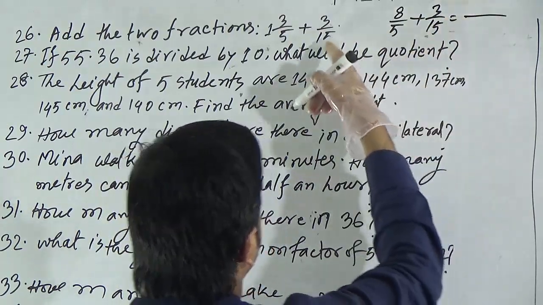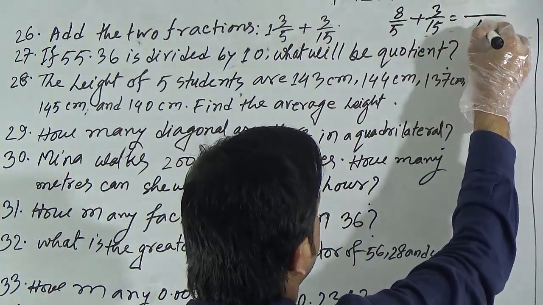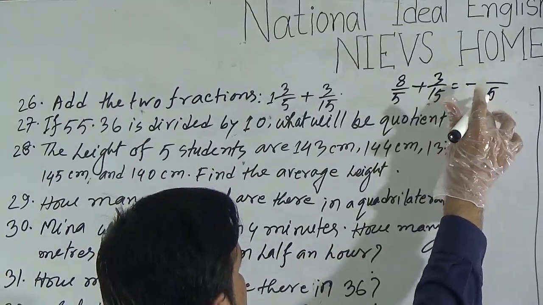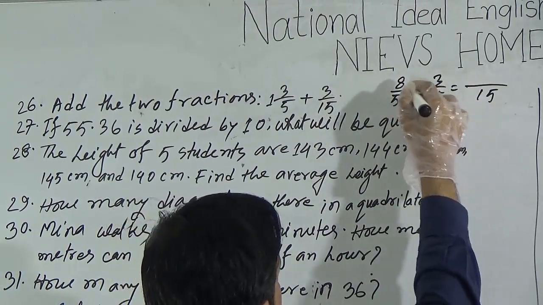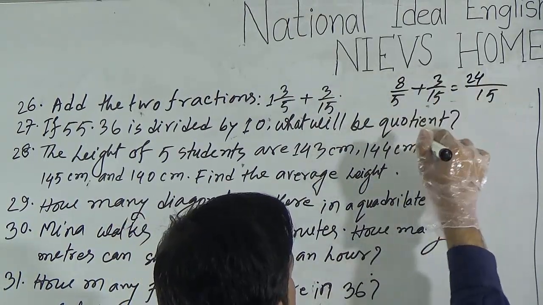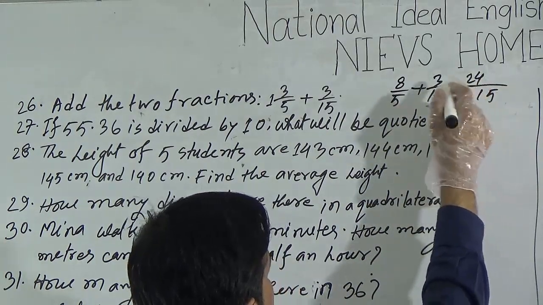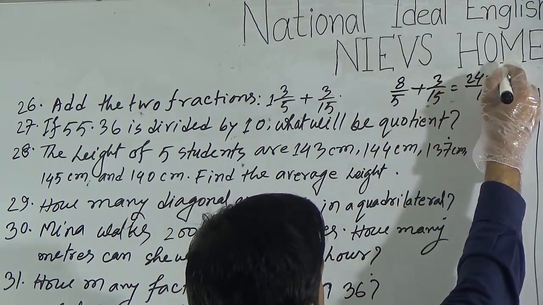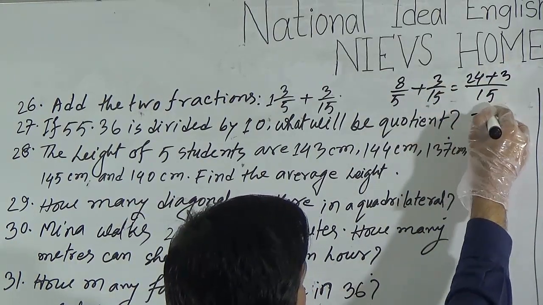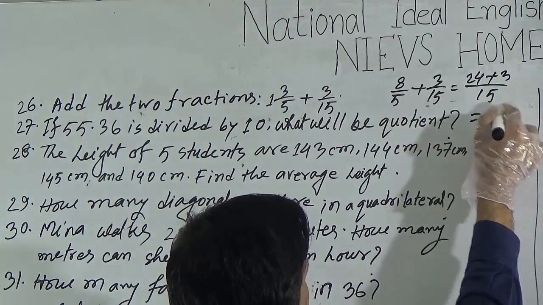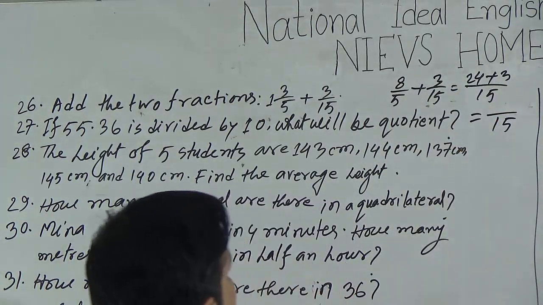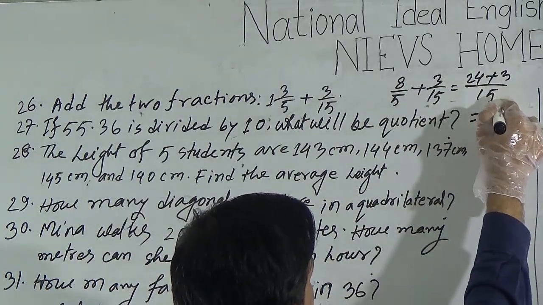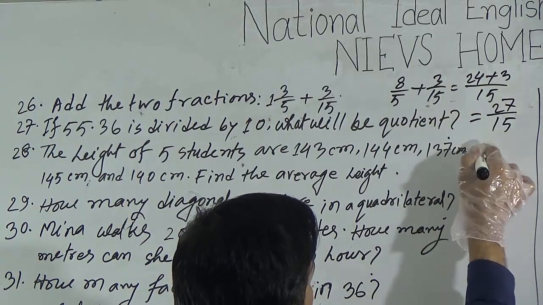If we add, we have to do the LCM of 5 and 15. LCM of 5 and 15 is 15. Now if we divide 15 by 5, we will get 3. So we have to multiply 8 by 3. It will be 24. Then we have to give the addition sign, then divide 15 by 15, we will get 1. If we multiply 1 by 3, it will be 3. Now if we add this, we will get 15 here, 24 and 3. This will be 27.